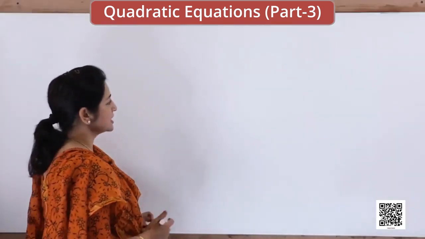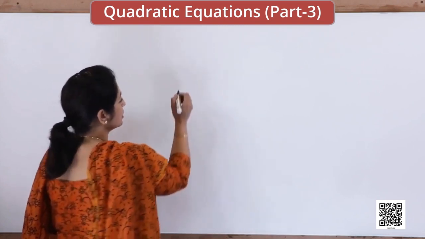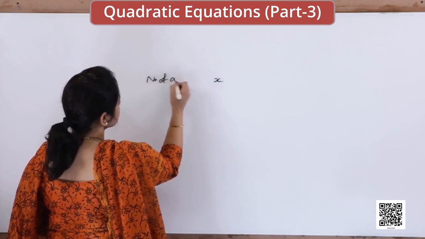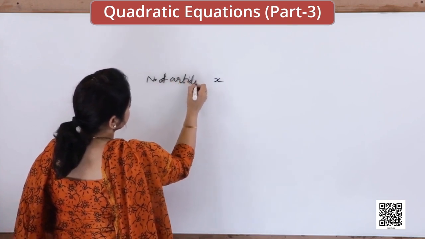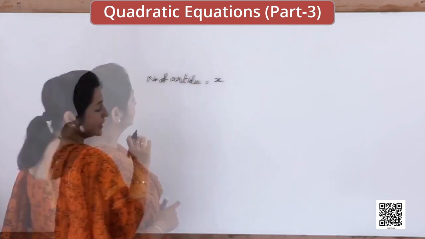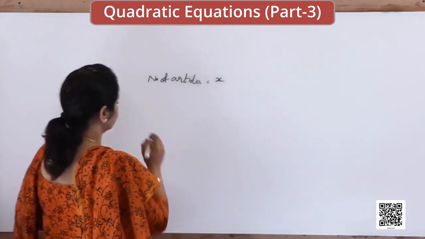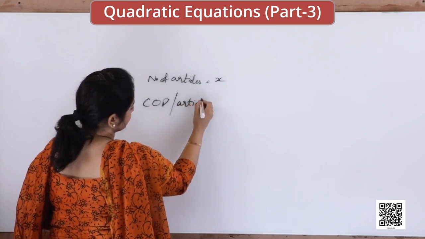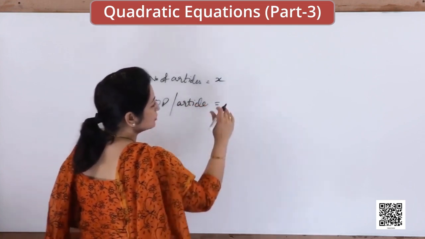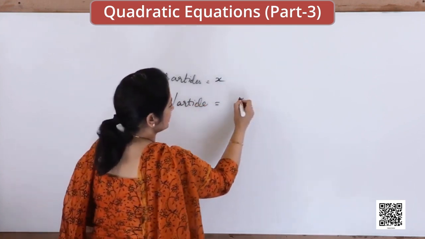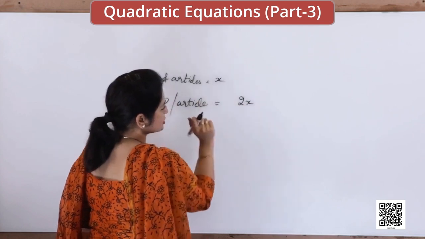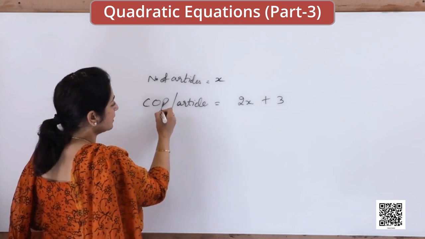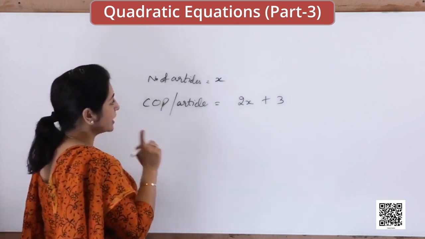Now, if we suppose that number of articles produced on that day were x, so number of articles is equal to x. Then cost of production per article will be 3 more than twice this. That is 2x, twice of x, plus 3. So this is the cost of production of one article.